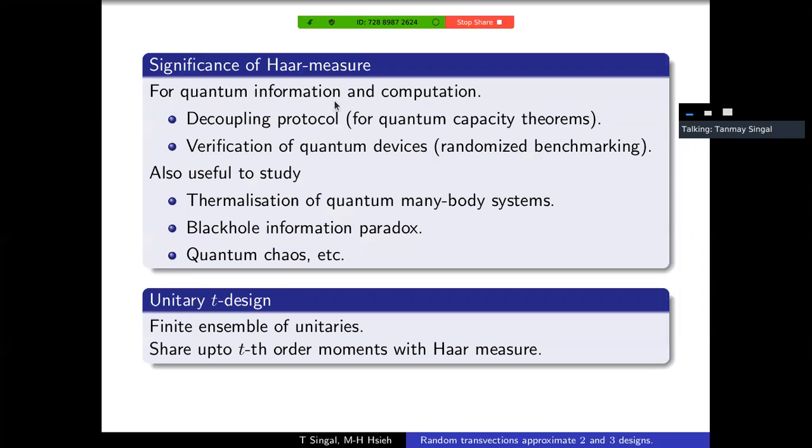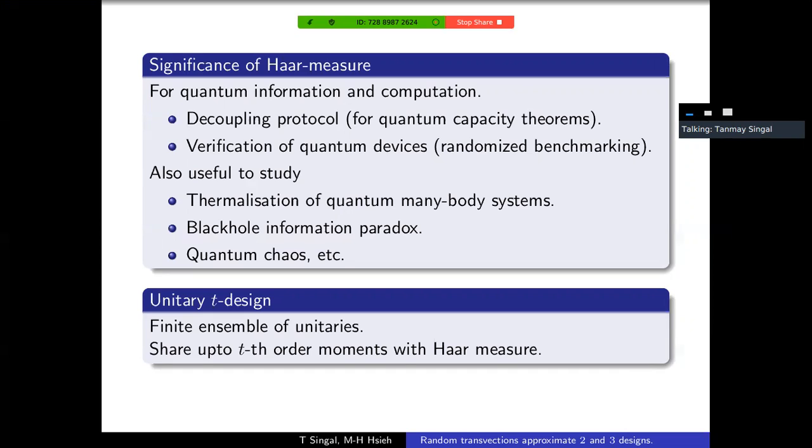Now we all know that the Haar measure plays a significant role for various applications in quantum information and computation. For instance, the decoupling protocol, which is used for various quantum capacity theorems, or the verification of quantum devices, which is used, for instance, in randomized benchmarking. Also, it is useful to study more generic problems in physics, for instance, the thermalization of isolated quantum many-body systems, the black hole information paradox, quantum chaos, etc.